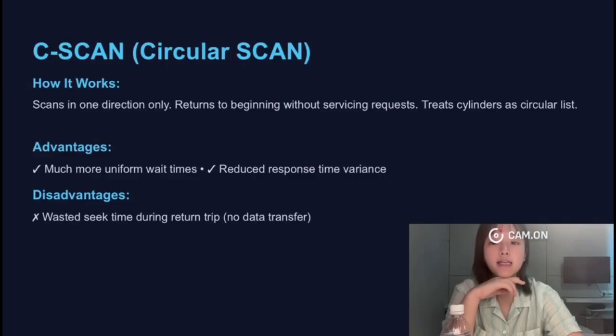SCAN. Circular SCAN is an improved version of SCAN. The head moves in only one direction. When it reaches the end, it immediately returns to the start without servicing requests on the return trip. The advantages are that it provides more uniform waiting time and lower variance in response time. And the disadvantage is that the return trip results in some wasted seek time as no data is transferred during the movement.